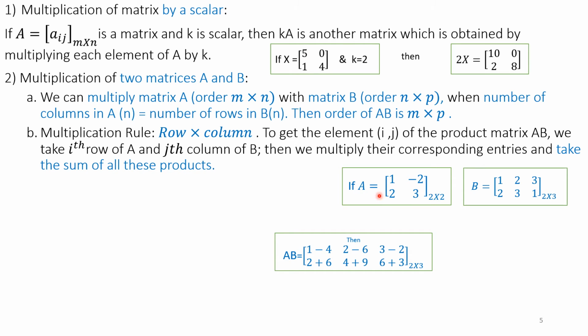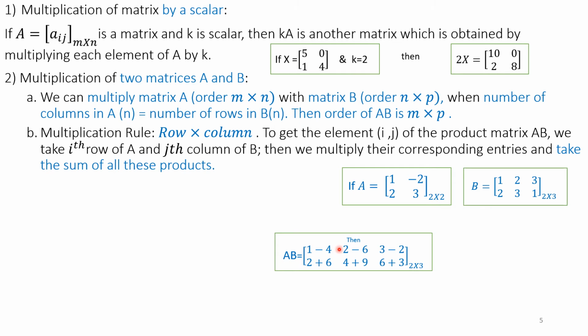Please see here, A is given, B is given as explained earlier. Now we have to find A into B. AB is given by the first row. The first row of A is [1, -2] and the first column of B is [1, 2]. So we have to multiply each element of the row with the column of B. Let us do it. 1 into 1 is 1. Minus 2 into 2 is minus 4. So we are summing up. So 1 minus 4 is the first element.